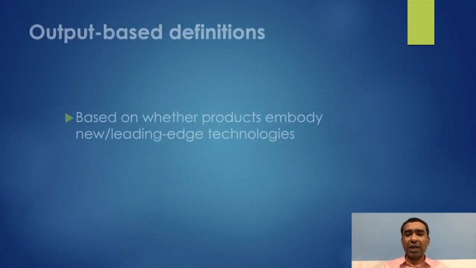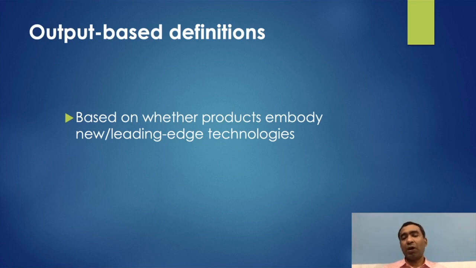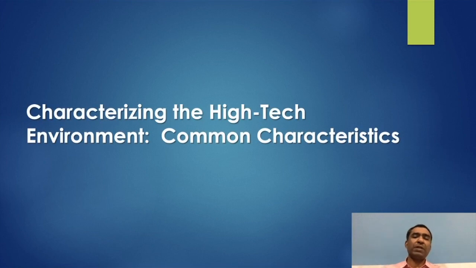Okay, now the second one is output based, whether products embody leading edge technologies. It means that we see the product. If the company is producing products which are highly sophisticated, highly classified, or where an advanced level of technology has been used in that product, then that is called a high tech company. Okay, so input or output: based on the expenditure is input, and based on the product is an output based definition.